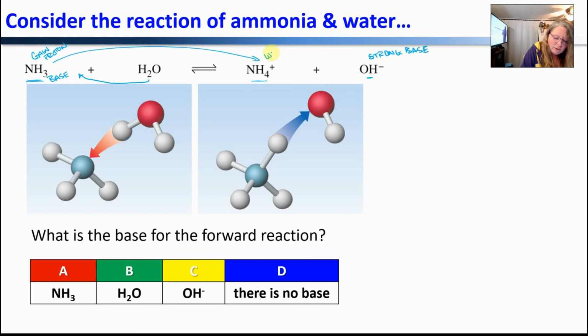This would be a weak acid. H2O is definitely a weak acid, thankfully. And ammonia is going to be a weak base. And so why is that happening? Let's think a little bit about what our ammonia ion looks like.